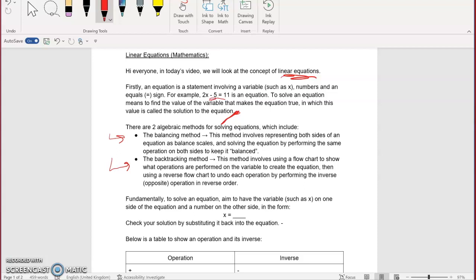Fundamentally, to solve an equation, aim to have the variable, such as an x, on one side of the equation and a number on the other side of the equation. So it should have the form as shown here, x is equal to something when you're writing the final solution. Check your solution by substituting back into the equations. That's a good way to self-check if you've done the equation correctly.